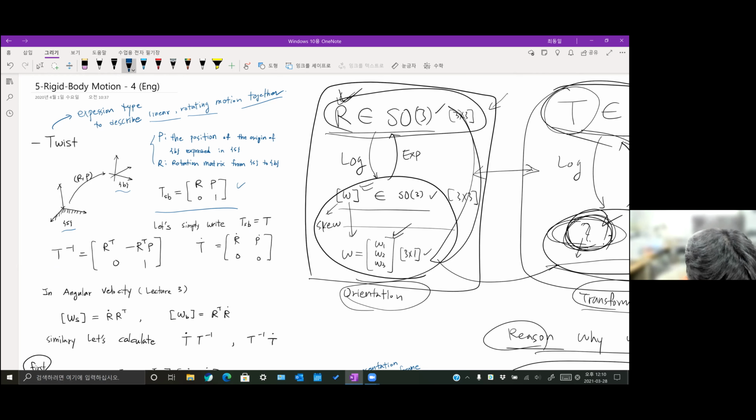matrix, we can simply calculate the inverse of T using the transpose of the rotation matrix and the transpose of the rotation matrix multiplying the position vector, with a minus. So this one is T inverse. And let's think about the T derivative, the time derivative of T. How can you get this one?